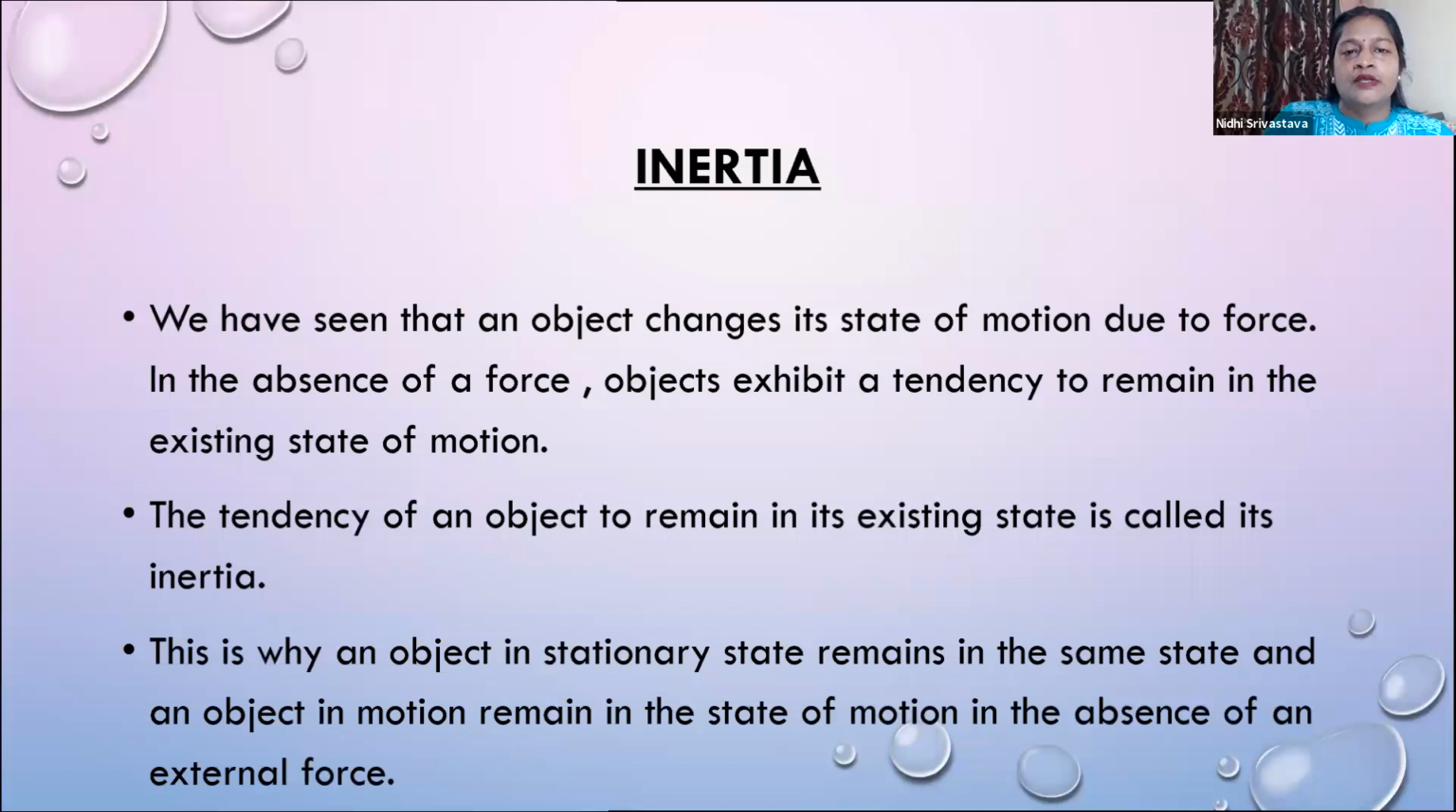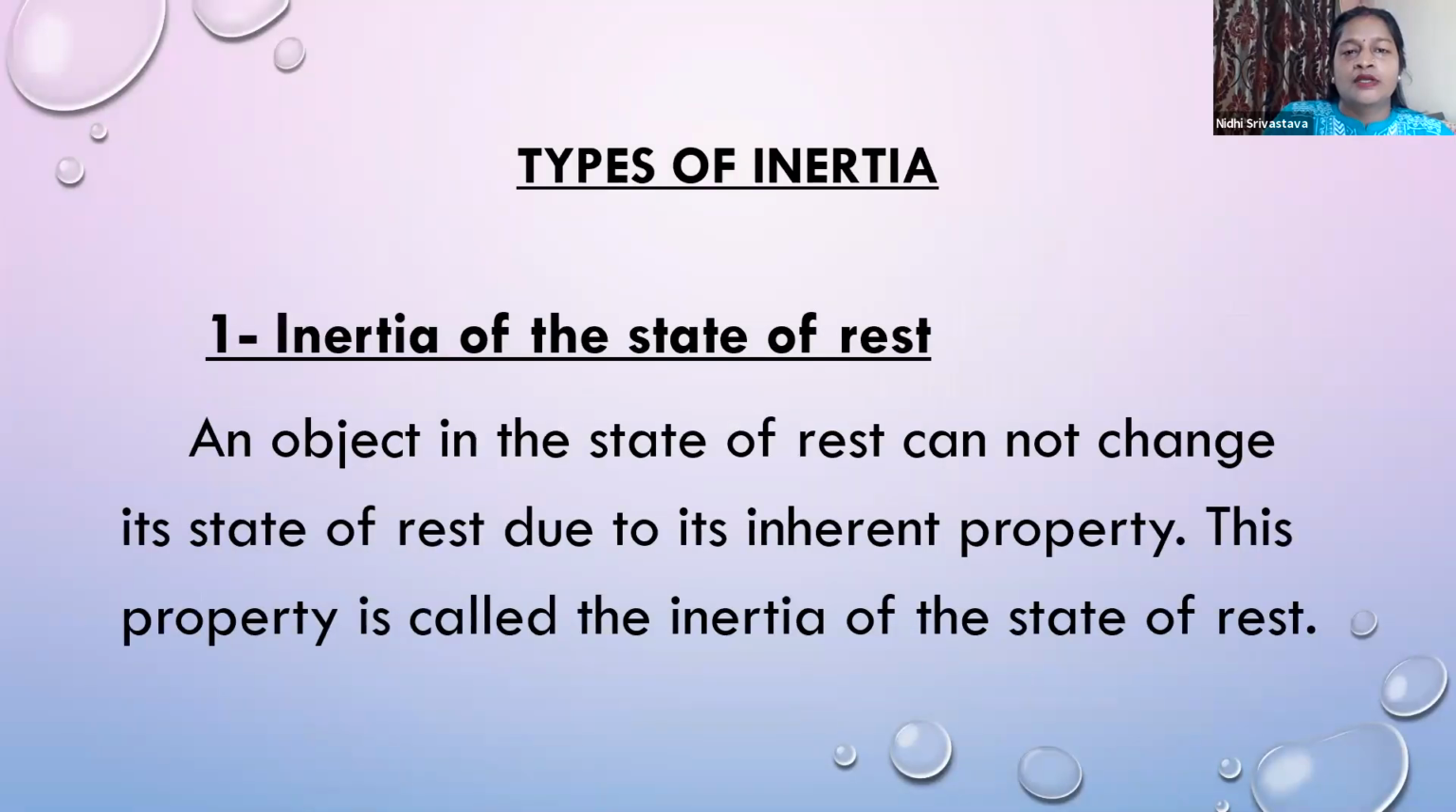Types of inertia. Number 1, inertia of rest. An object in the state of rest cannot change its state of rest due to its inherent property. This property is called the inertia of the state of rest.